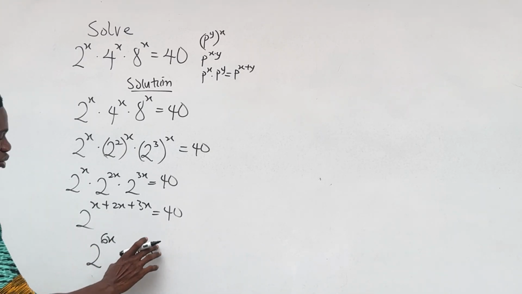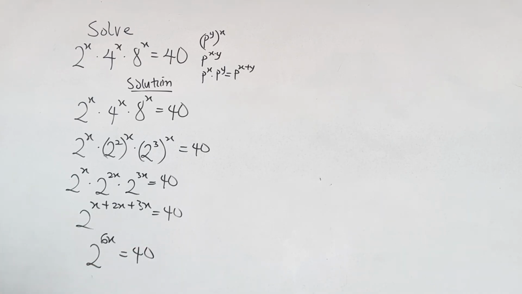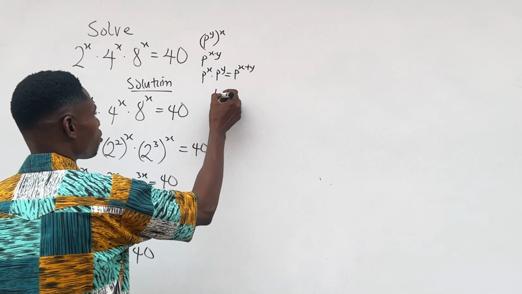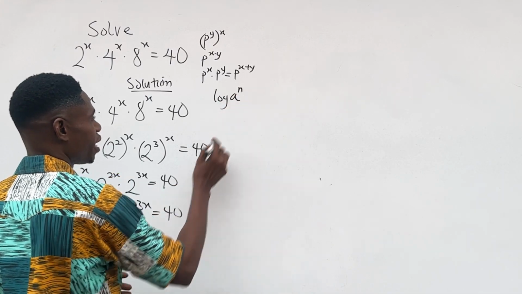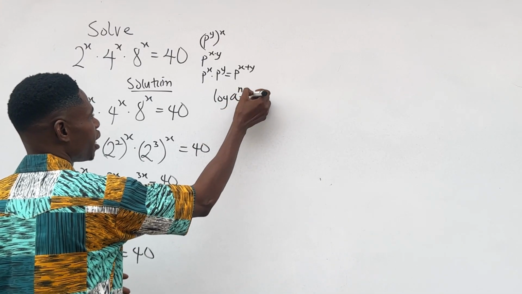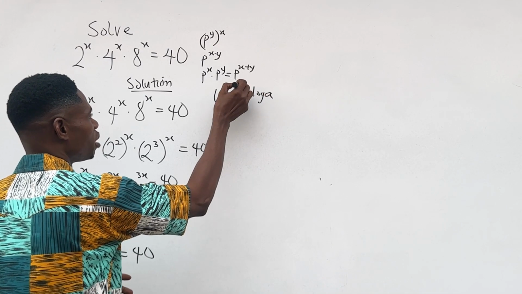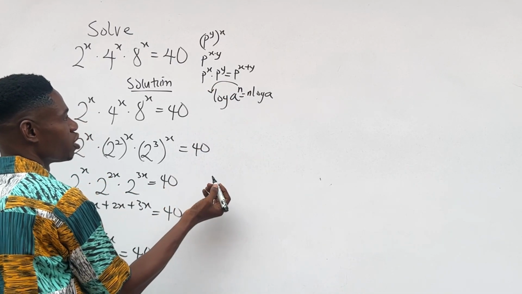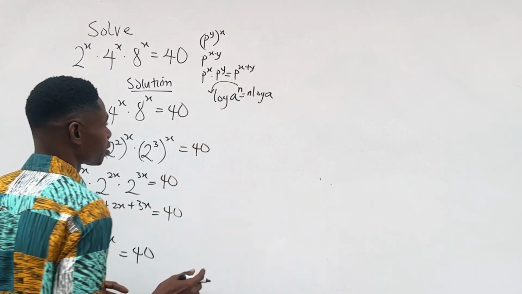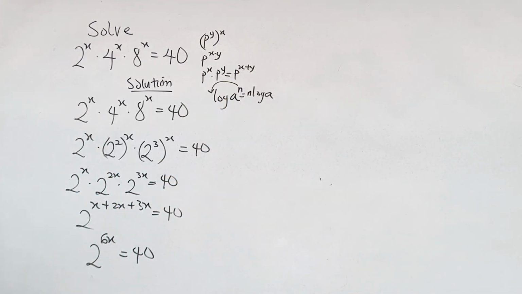Now 40 cannot be put as 2 raised to the power of any positive integer, so I will need the exact value of x. So what do we do? We introduce logarithms. Now do you remember this law of logarithms that says if you have log a raised to the power n, it can be written as n log a? You are simply bringing this n down. It's a popular law of logarithms that you should know, and if you didn't know, now you know. So let's apply it here.